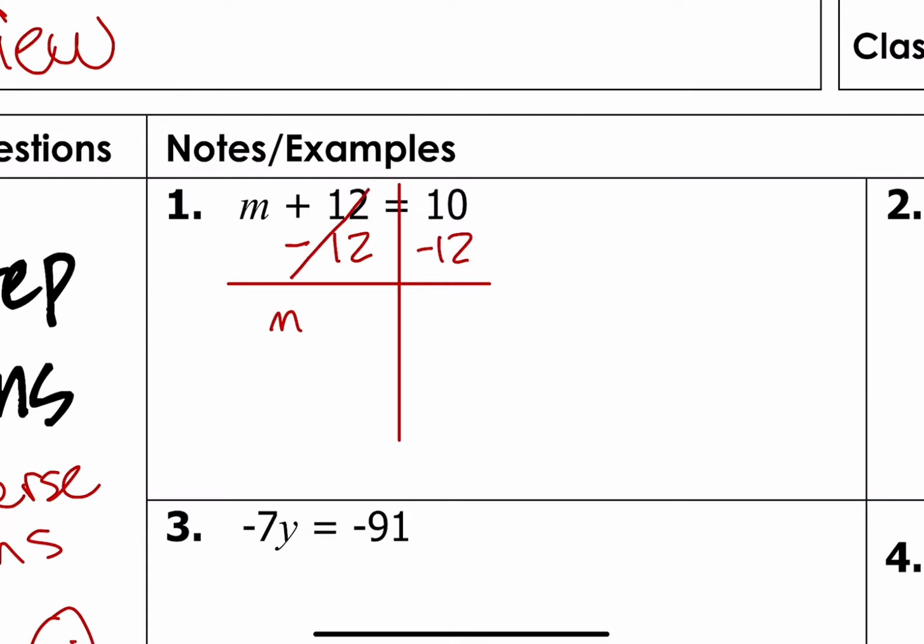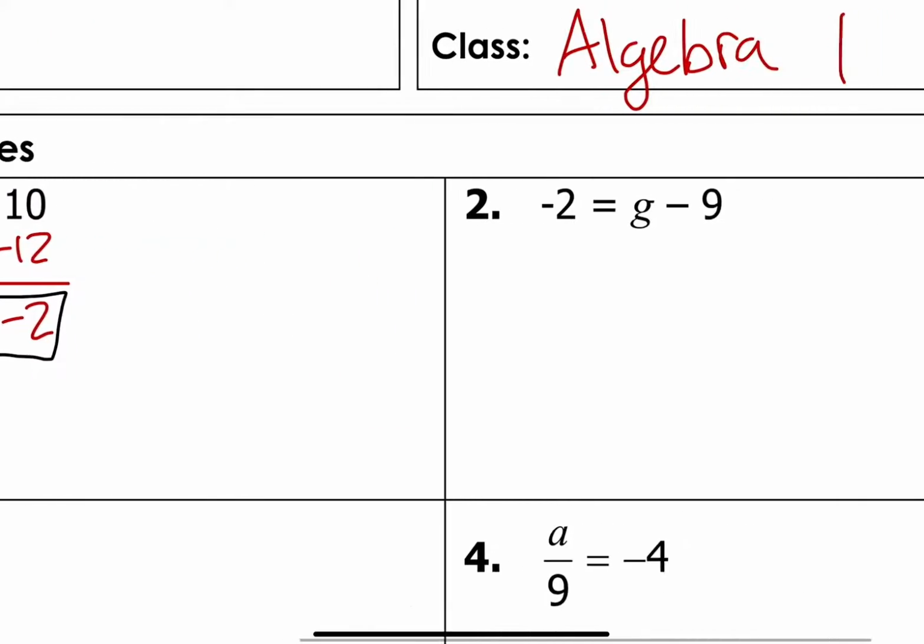I am going to cross these out just so that we can show that they are used, that we got rid of it from that side. Then we have our equal sign, and then we have 10 minus 12. Okay, so 10 minus 12, that's going to be negative 2. And now I have my answer. M equals negative 2. Okay, so that was one step. That one step was subtraction. So let's keep going. Let's do number 2.